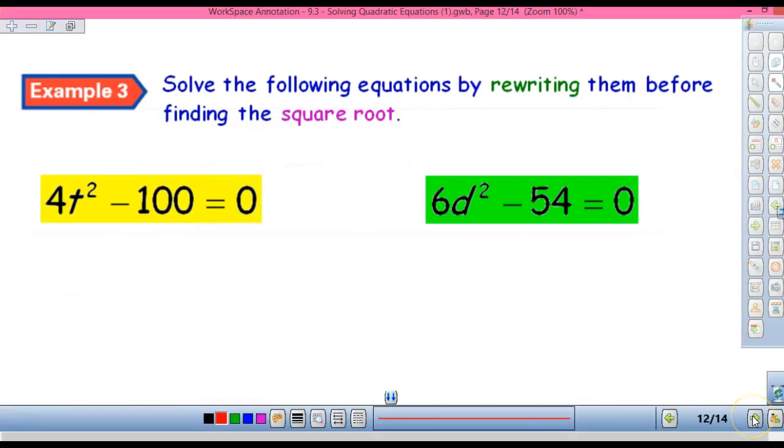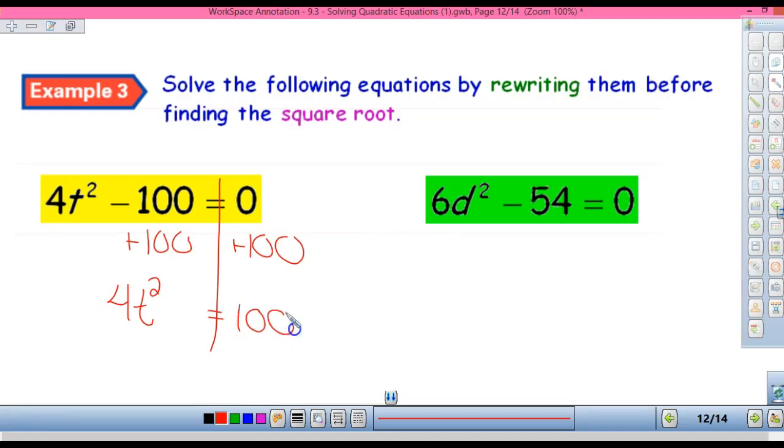All right, sometimes we might have more than one step. First step, plus 100. So 4t squared equals 100. Then we would have to divide by 4. So t squared equals 25. Therefore, t equals 5 and t equals negative 5. Good.